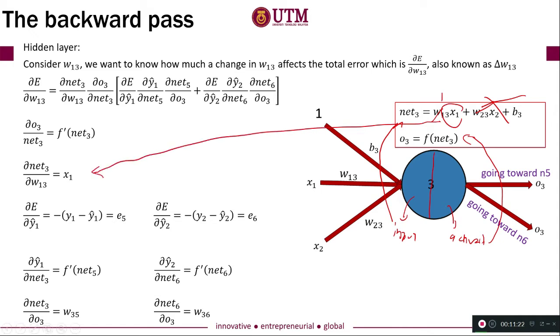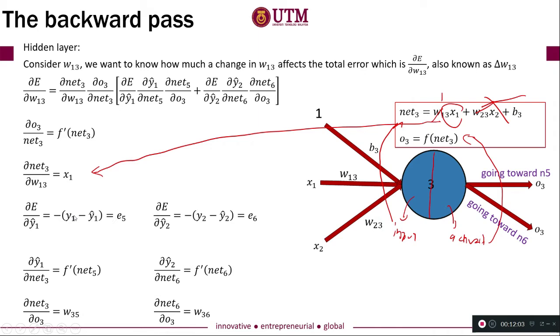If you remember, this is the definition that we did before during the output layers. We said that our local error at neuron 5, E5, is this one, which comes from the derivative of del E over del Y1 hat. The same goes for E6, which comes from del E over del Y hat 2. So this is the expression of E6, the local error at node 6, and this is the local error at node 5.